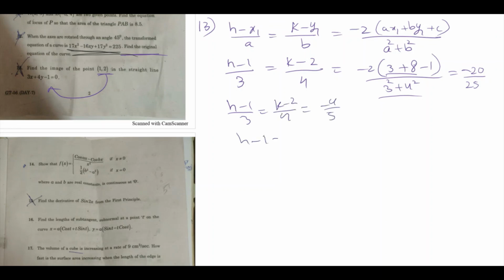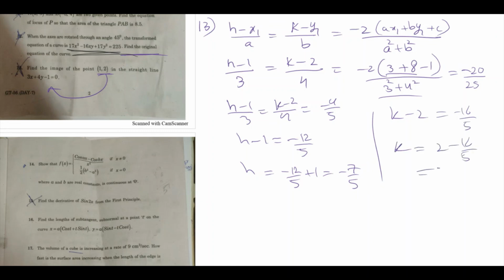So h minus 1 equals minus 12 by 5. h equals minus 12 by 5 plus 1, that equals minus 7 by 5. So h is minus 7 by 5 and k minus 2 equals minus 16 by 5. So k equals 2 minus 16 by 5, that equals minus 6 by 5. So the image of the point 1 comma 2 is h comma k equals minus 7 by 5 comma minus 6 by 5.